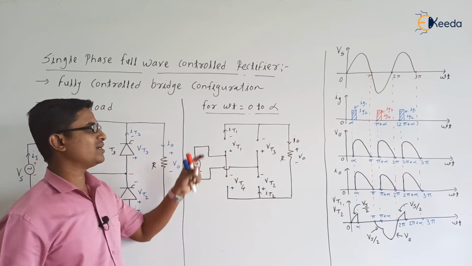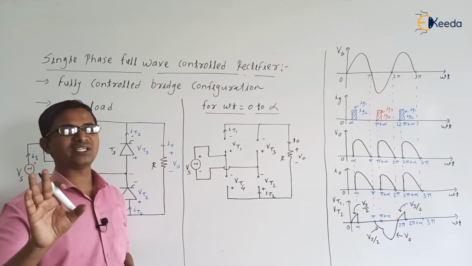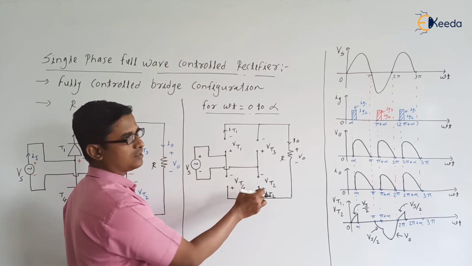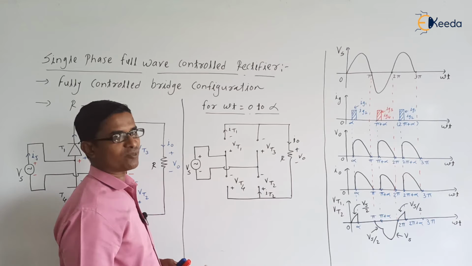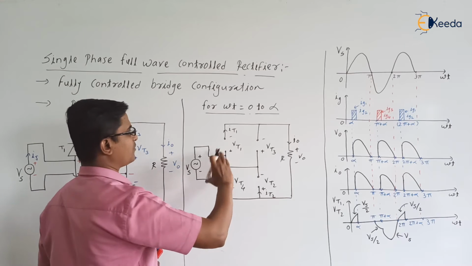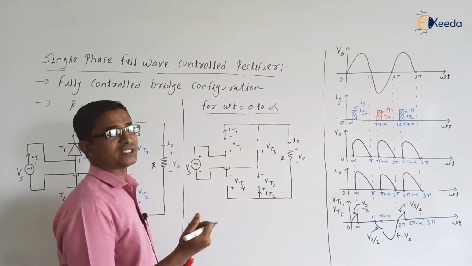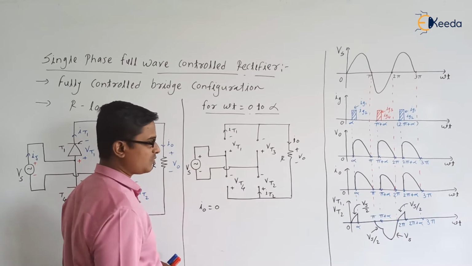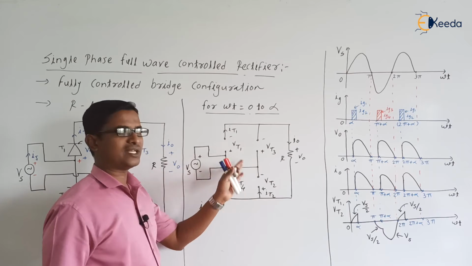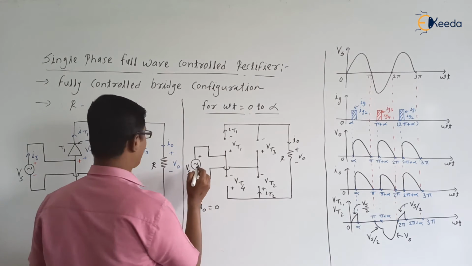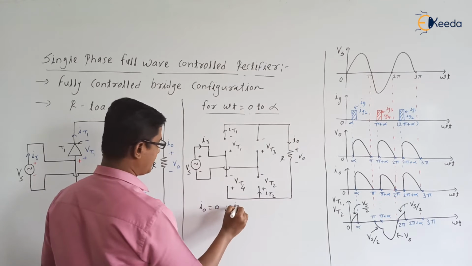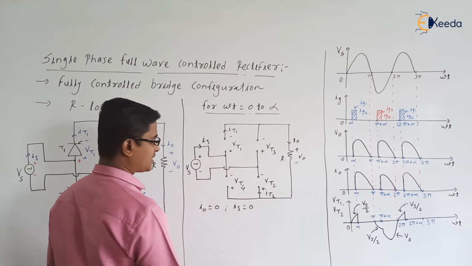So this is the equivalent circuit for 0 to alpha, means all the 4 thyristors will be in the off state. So T1, T2 forward blocking mode, T3, T4 reverse blocking mode. Next, whether current will flow from source to load? No, closed path is not available. So what is I0? I0 is equal to 0. Also currents flowing through all the thyristors will be 0. Also supply current Is will be equal to 0. Is this clear?